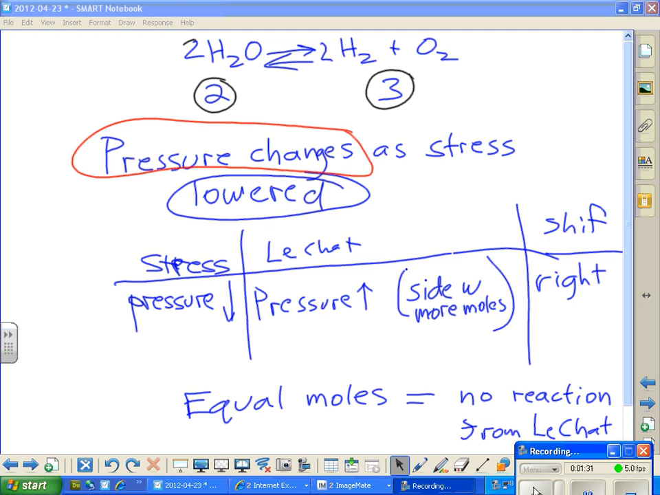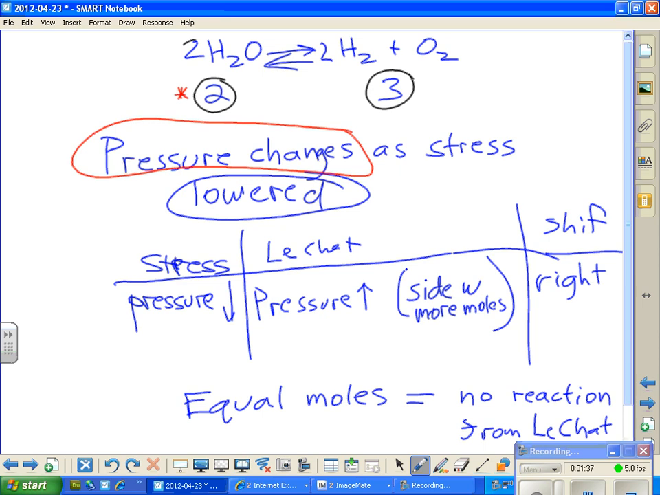Now for this guy, I count up my moles on either side, which I've circled here. I have 2 moles on the left and I have 2 on the right because I counted this 2, and that was the only one on the left. Then I counted this 2 and the 1. Everybody understand why this is 1? If you don't, raise your hand. Whenever you don't have a coefficient, it's assumed to be 1. So I add the 2 and the 1, and I come up with the 3 that's here. And so now my moles on the left are 2, my moles on the right are 3.